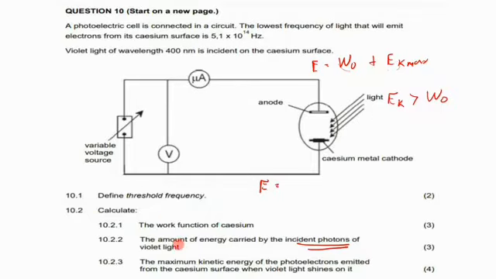Then it says, calculate the amount of energy carried by the incident photons of violet light. So right now, the energy that they're looking for is this one, the energy of the photon. So what are we supposed to do here? We can simply write E is equal to hf, but then you can see that here we are not given anything on the frequency of the photon. So what are we supposed to do now?